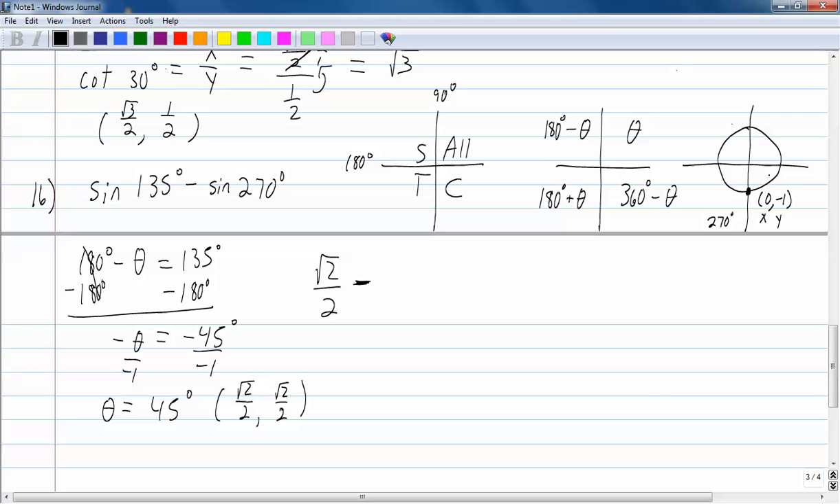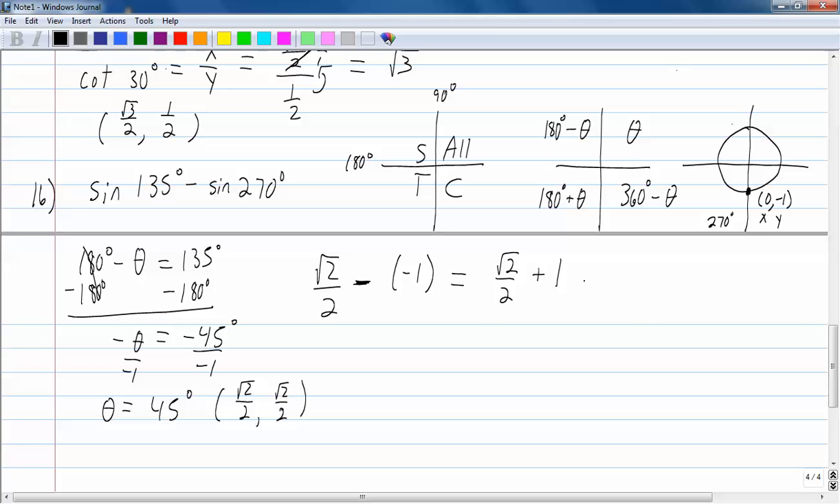That's your x and y. Sine is the y-coordinate. So the sine of 270 degrees is negative 1. So we had minus negative 1. So that's square root of 2 over 2 plus 1. Now that answer is probably not down there because we have two terms.